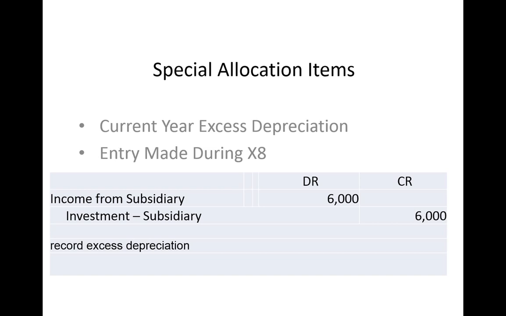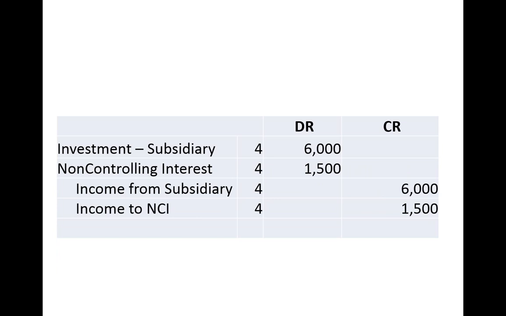One thing we have to remember on an upstream transaction is that when we make this elimination, we must also assign the NCI their portion of the item. So this entry here, we made the same entry in year X1. We'll continue to make this entry in X2, 3, 4, 5, 6, and 7 as long as we hold the asset. So we'll need to make this each and every year for the next couple of years.